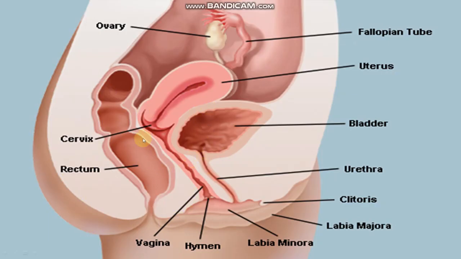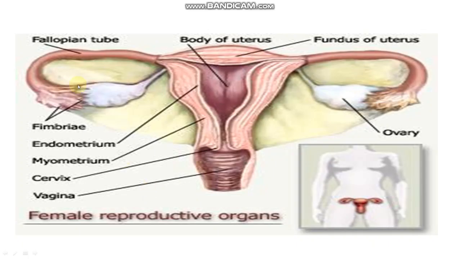Clear? This is also a diagram or picture of the female reproductive system. You can see here labia majora, labia minora, hymen, vagina, etc. This is a female reproductive organ. And in the other view, this is the fimbriae. The function of fimbriae is to collect the ovum after ovulation.